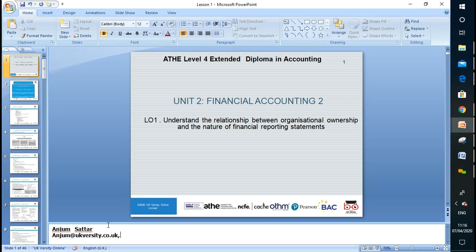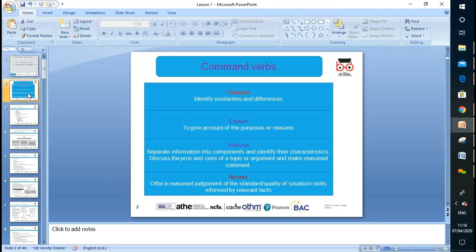So we'll start. As I mentioned, we have assessment criteria to cover learning outcome 1. Compare: identify similarities and differences. When you're asked to compare something, you have to identify the similarities and differences. Explain: what is meant by explain? We use explain to give accounts of the purpose or the reasons why financial accounts are prepared. What are the reasons why a company prepares accounts as a sole trader, partnership, or limited company?